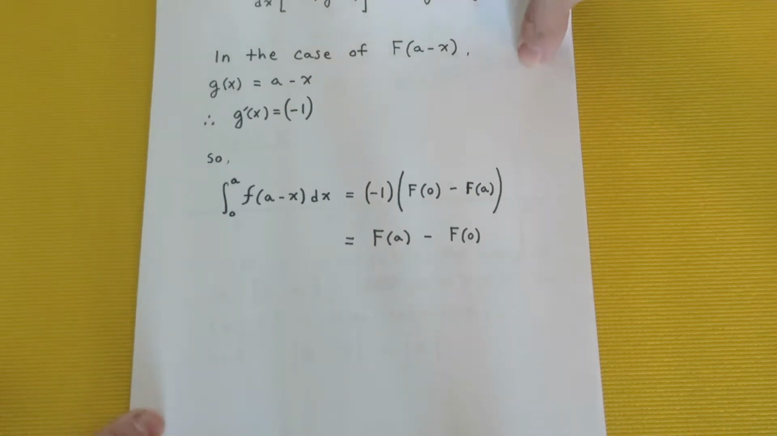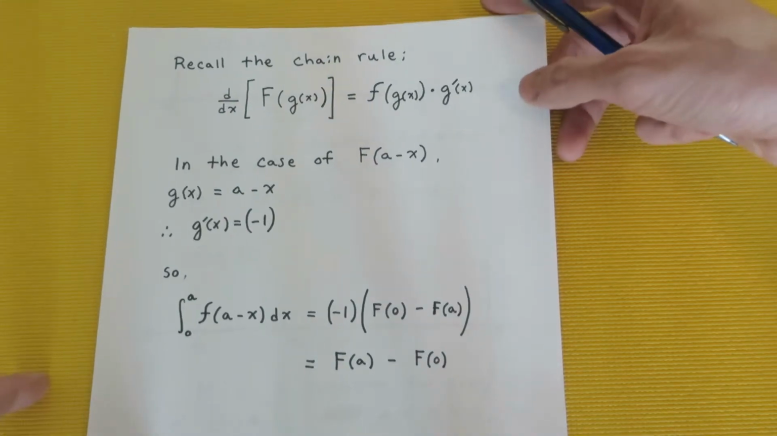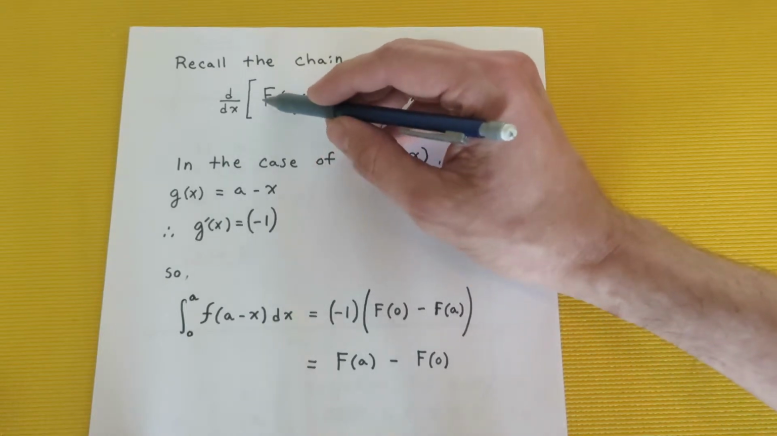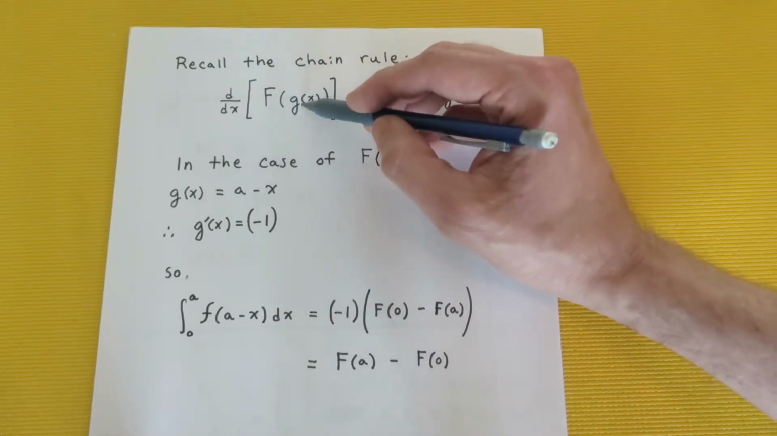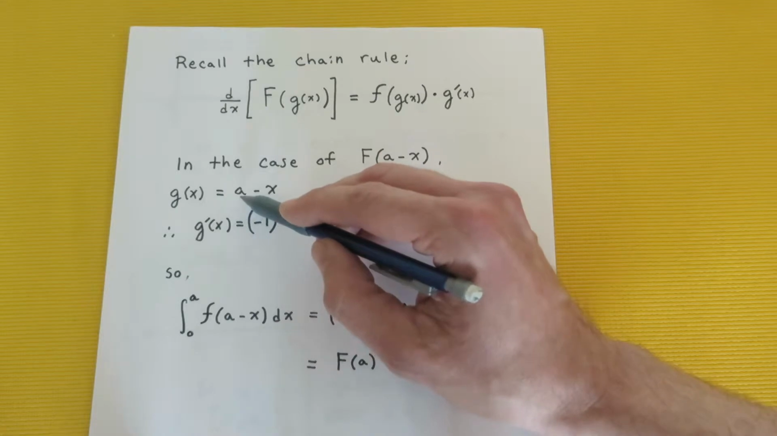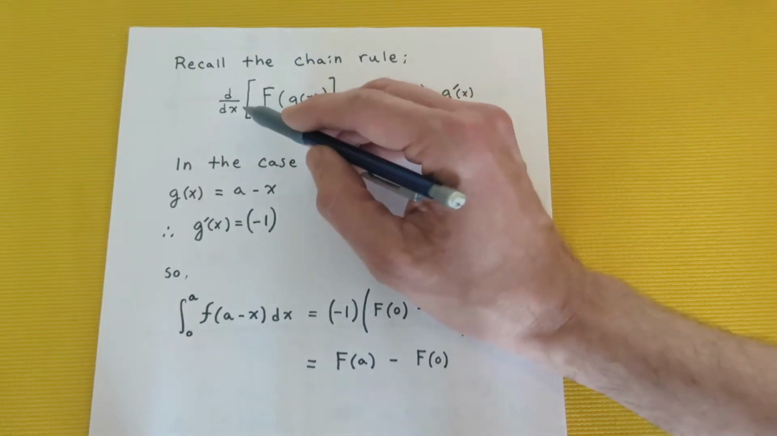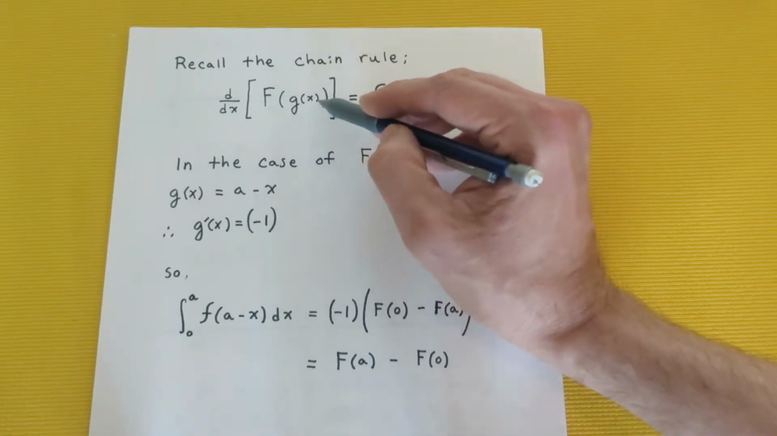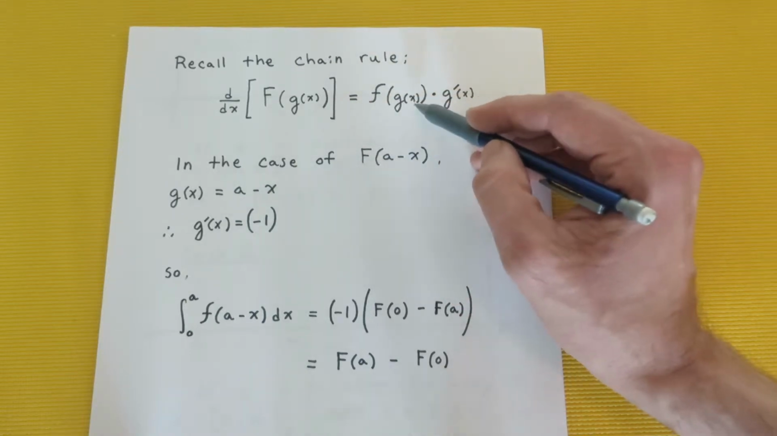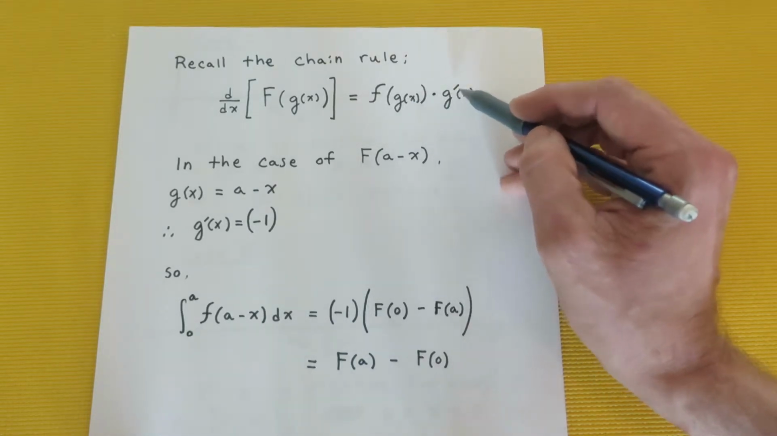If you just remember your chain rule, just recall the chain rule from Calculus 1. This says that if we take the derivative of our function big F of g of x, and we can say that our g of x function is the a minus x that was inside of the f of x here, this is going to equal the derivative of f of g of x times the derivative of g of x, or f of g of x times g prime of x.